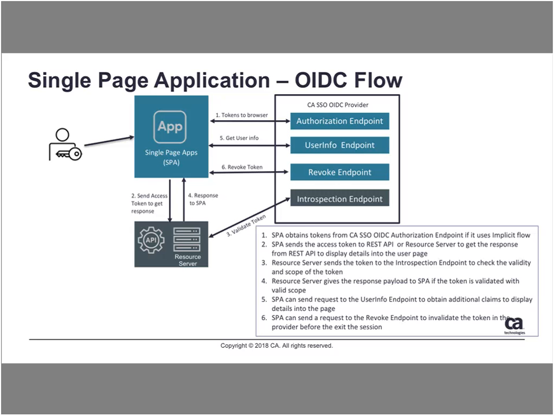The single page application can get user information from the OIDC provider using the user info endpoint, if it requires any additional user attributes. At the same time, this SPA can send a request to the revoke endpoint to deactivate the token from the provider as well. Can you advance the slide, please?